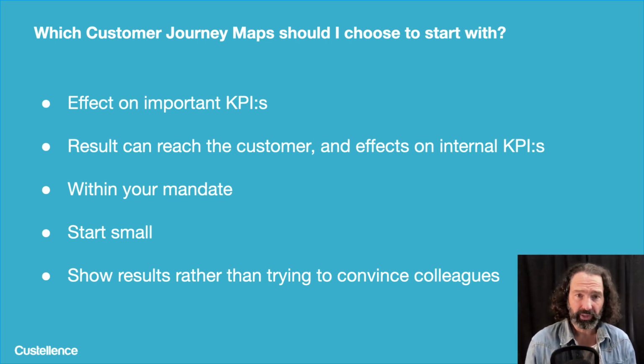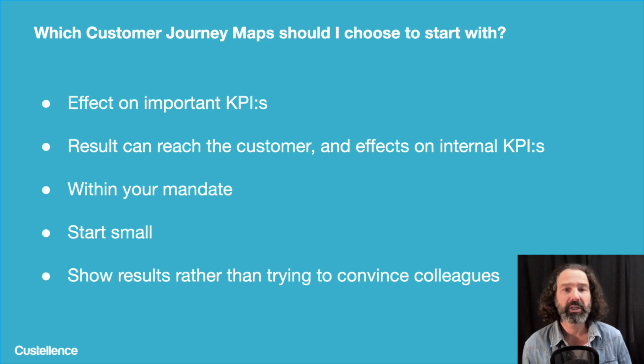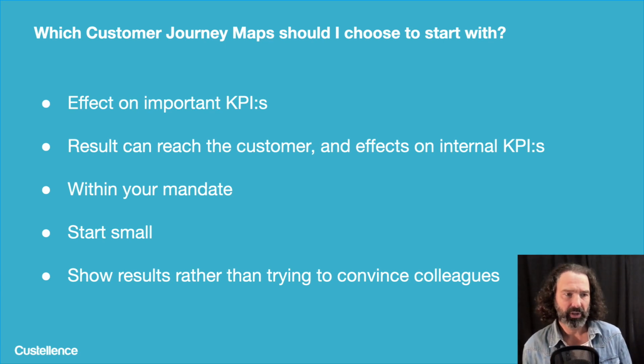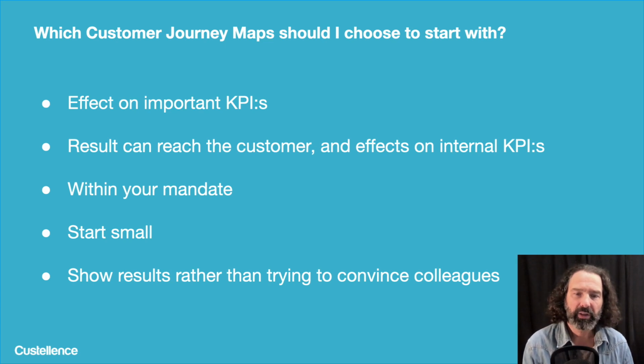The next one is results that can reach the customer and have effects on the internal KPIs. So the journeys you choose to start with should have a possibility to go all the way through your organization, and that changes and positive effect can reach your customers, so you could show actual results. It should be within your mandate. So you don't have to convince a lot of colleagues on a theoretical level that we should do this. So it's within your mandate, that's much better.